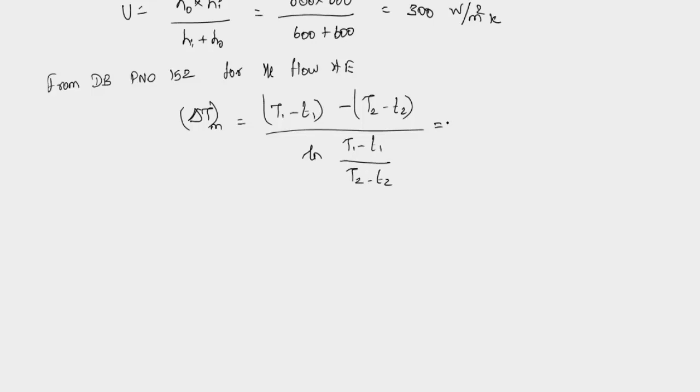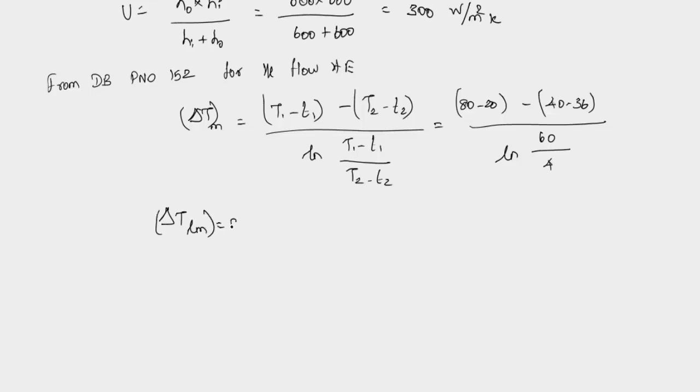Substitute all the values here, like 80 minus 20, minus 40 minus 36, divided by ln of 80 minus 20, which is 60, divided by 40 minus 36, which is 4. Okay, this value you have to find out. Del T LM will be 20.67 degree Celsius, and finally you have to find the area value.